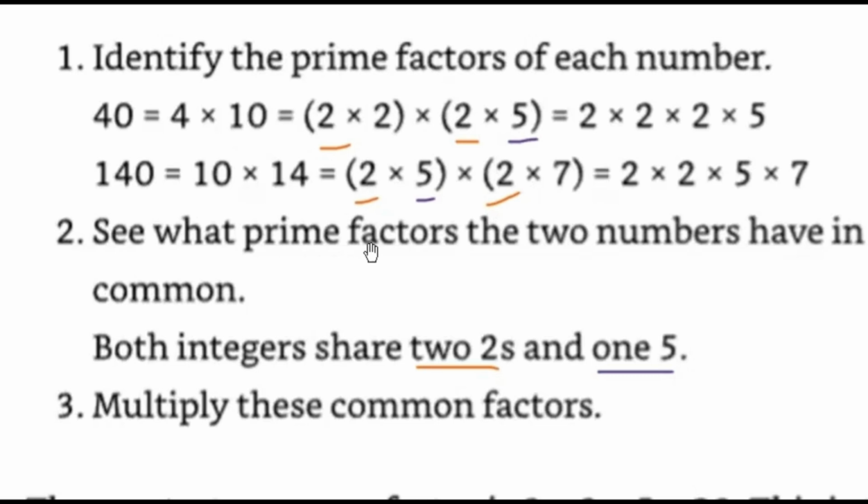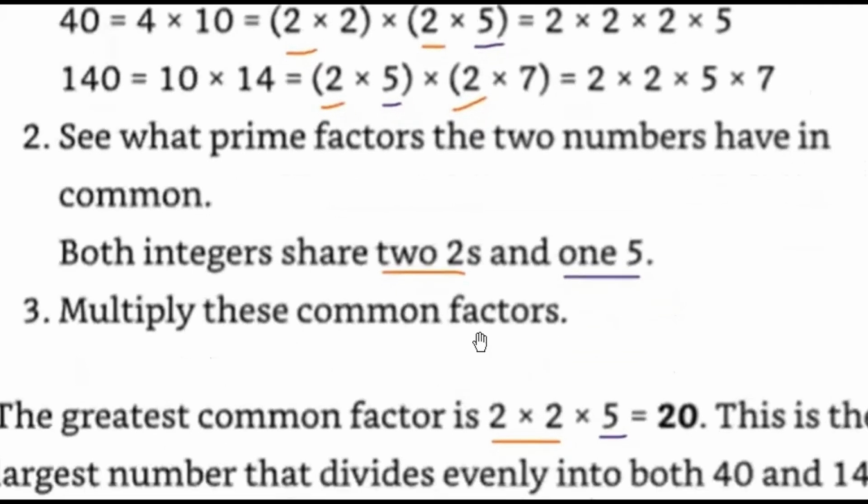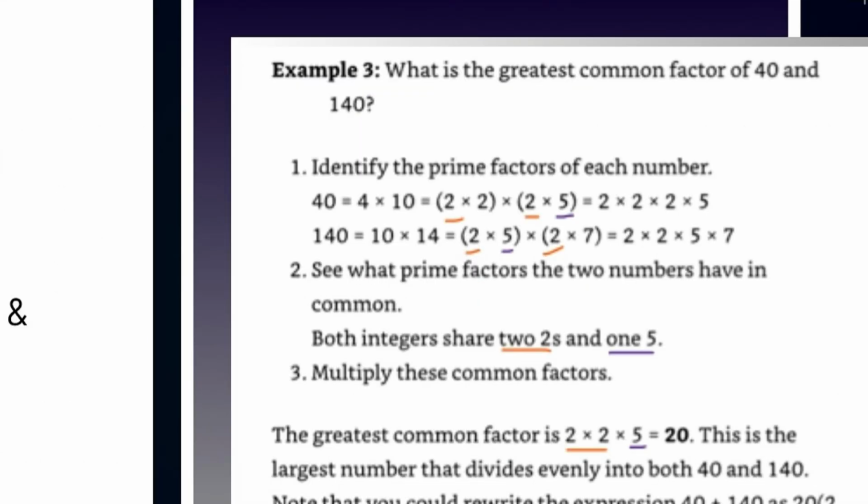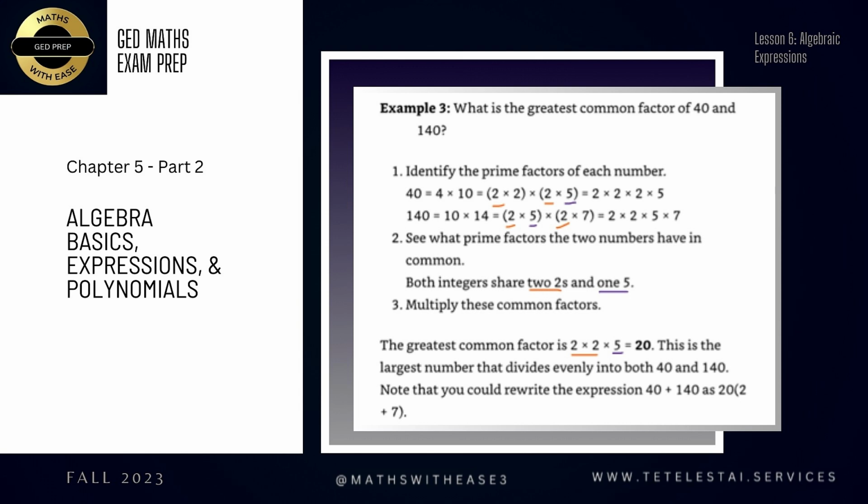And then you're going to see what prime factors the two numbers have in common. Both integers share 2's and they share a 5. I highlighted that so that it's easier to follow. So you want to multiply the common factors, or the factors that they both share. So the greatest common factor is 2 times 2 times 5, which is 20. This is the largest number that divides evenly into 40 and 140.